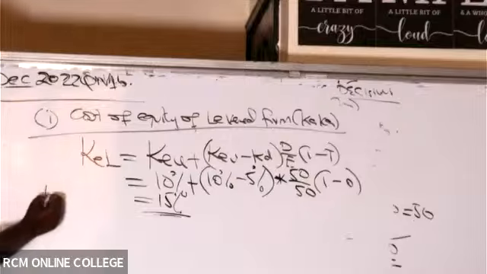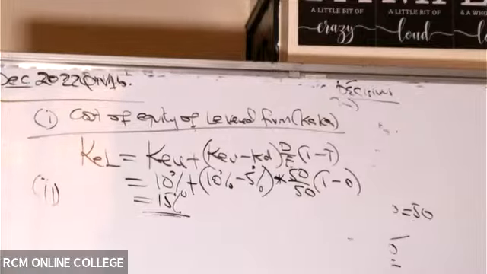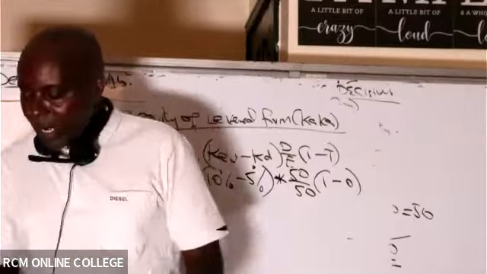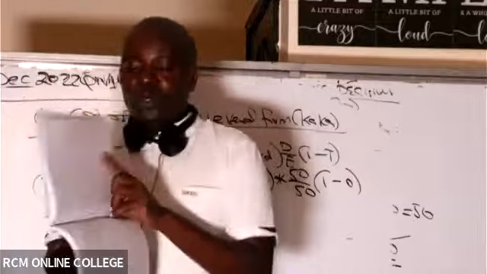So then we go to Roman 2. So Roman 1 is done, now we go to Roman 2. So Roman 2, what are they telling us there?